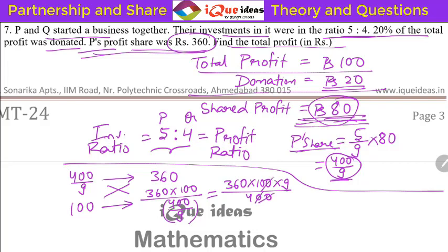So the zeros cancel. 4 cancels 360, 90 times. 90 into 9 is 810. So the answer is 810 rupees. Right, so this is the total profit. So this was a slightly tricky question. You had to be a little careful here. Okay, now let's take up the next question.